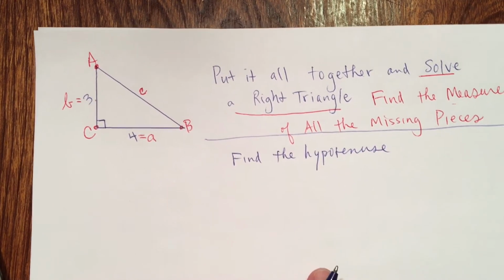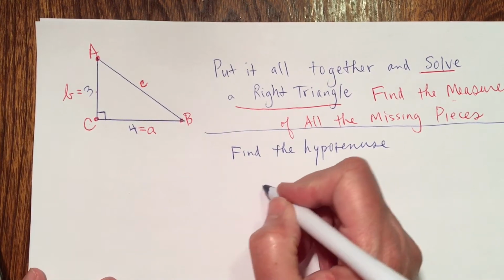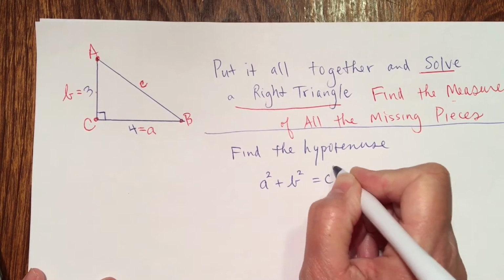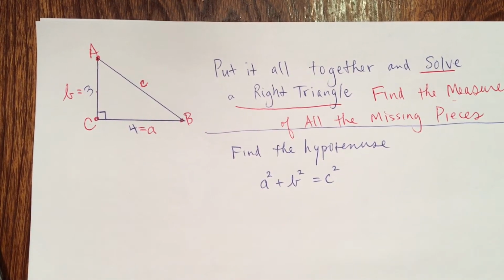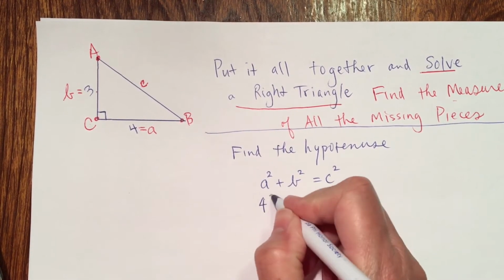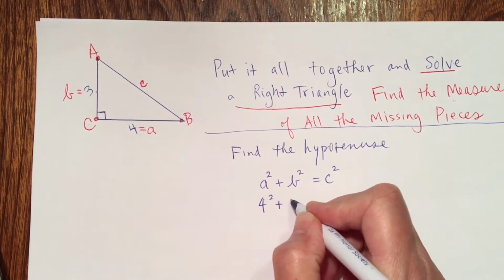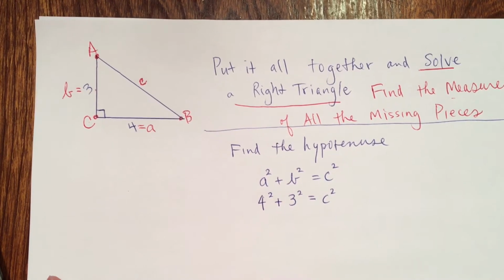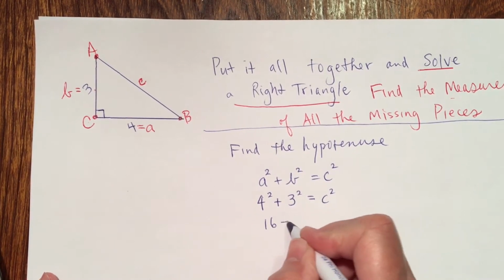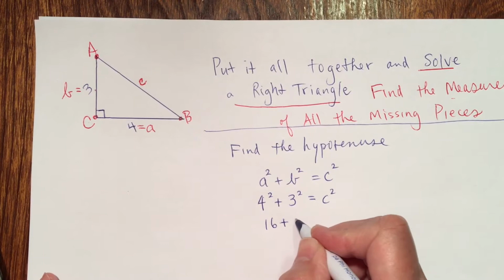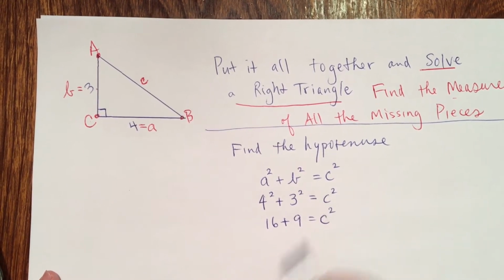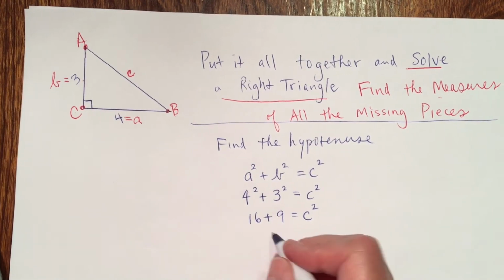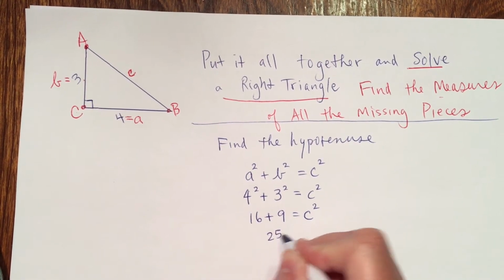To find the hypotenuse, we'll use the Pythagorean theorem. It's going to be a squared plus b squared equals c squared. a is 4, so 4 squared plus b is 3, 3 squared equals c squared. 4 squared is 16. 3 squared is 9. I get 16 plus 9 equals c squared. 16 plus 9 is 25.